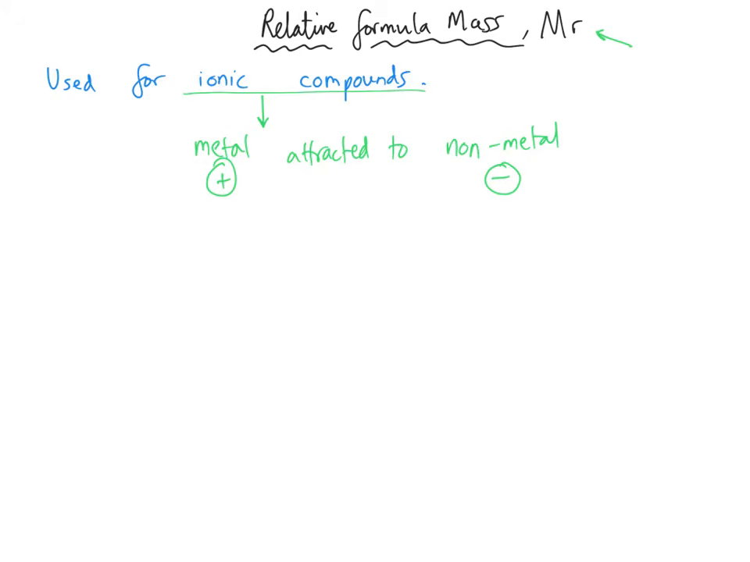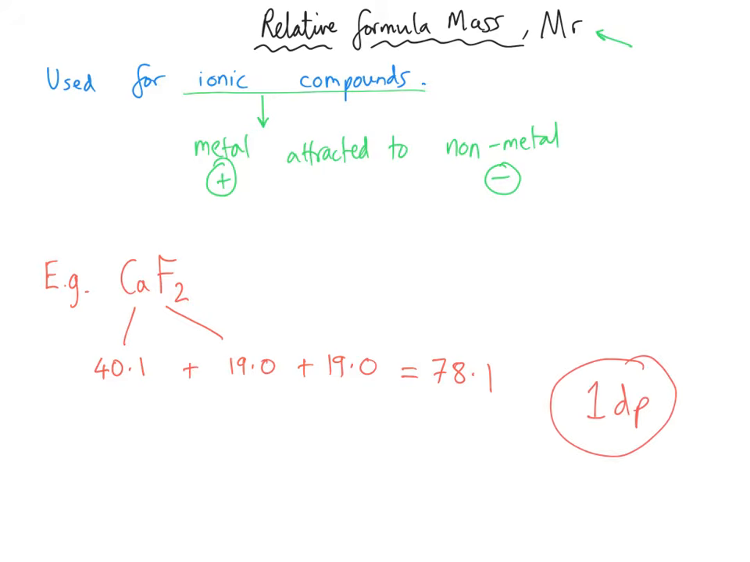So for instance, calcium fluoride, which has 1 calcium and 2 fluorines, is 40.1 for the calcium, 19.0 for each of the 2 fluorines. That gives us an Mr value of 78.1. Don't forget, 1 decimal point for Mr values that you've calculated. It should be easy to remember because they give you the Ar data, the relative atomic mass data, to 1 decimal point.